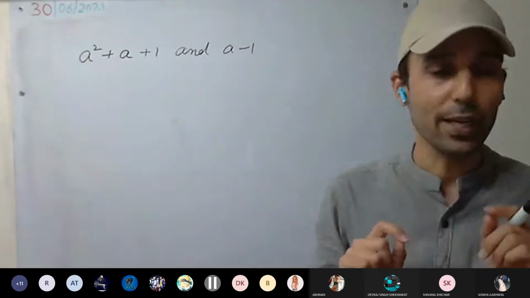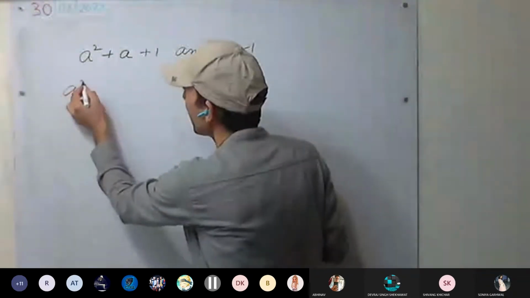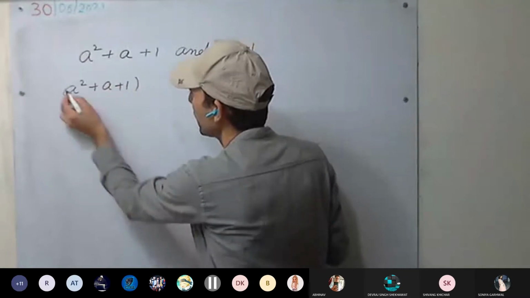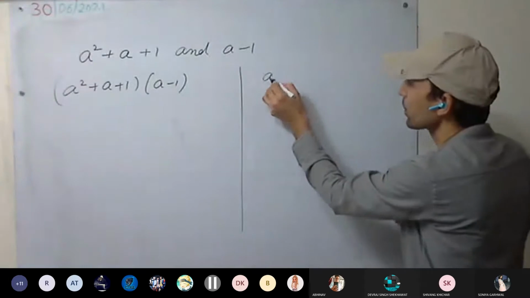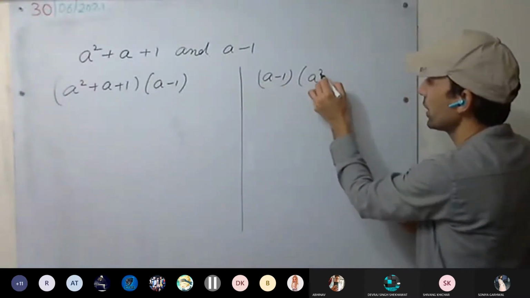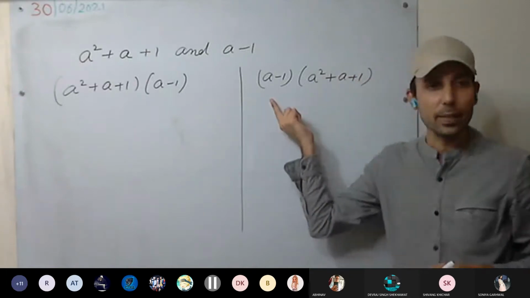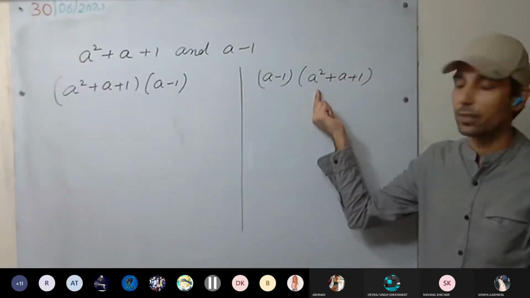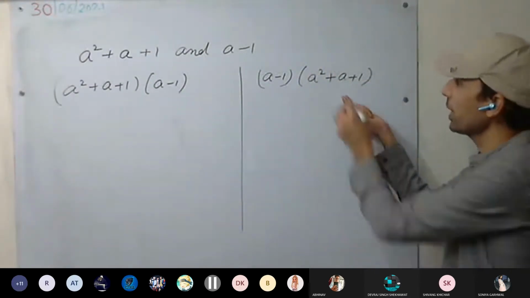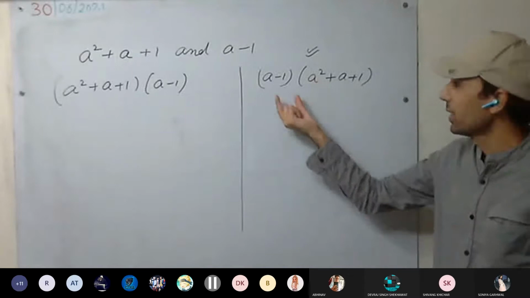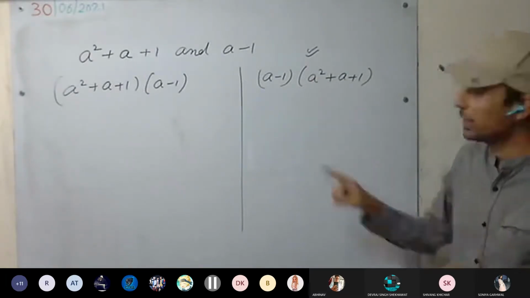So this one I'm going by 2 ways. Either you can do a square plus a plus 1 into a minus 1, or a minus 1 into a square plus a plus 1. Both are the same. It doesn't matter whether you write one earlier or after. Either you can solve it like this or this one. Mainly I follow this method. This is better, right? We can see both.